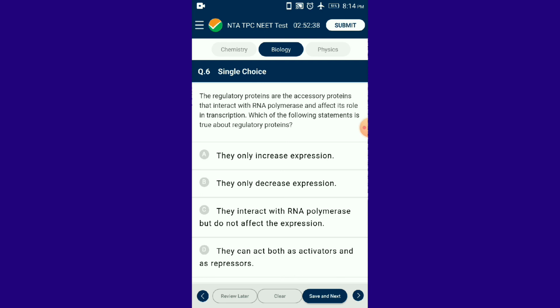Question number 6. The regulatory proteins are the auxiliary proteins that interact with RNA polymerase and affect its role in transcription. Which of the following statements is true about regulatory proteins? The operon is a cistron with gene regulation activity, basically observed in prokaryotes. The operon model of prokaryotic gene regulation was proposed by Jacob and Monod. Operons are groups of genes coding for related proteins and are arranged in units. It is the part of DNA which acts as a single regulated unit having one or more structural genes such as operator, promoter and regulator gene. So the answer for this question is option D. They can act both as activators and as repressors. So that statement is true about regulatory proteins.